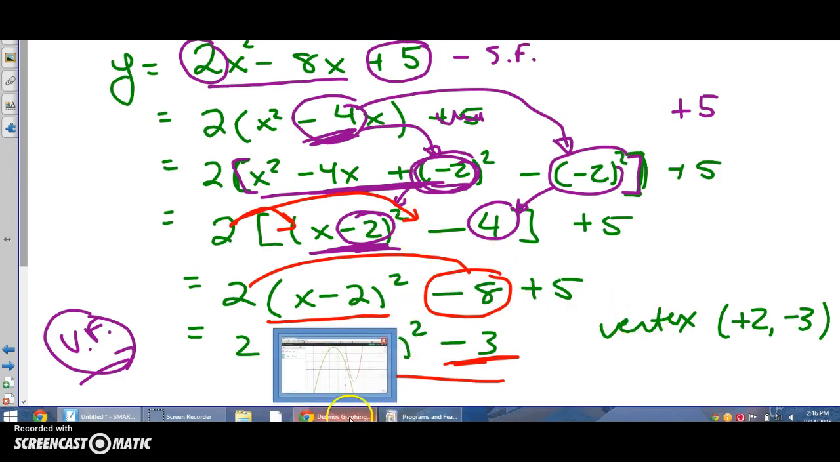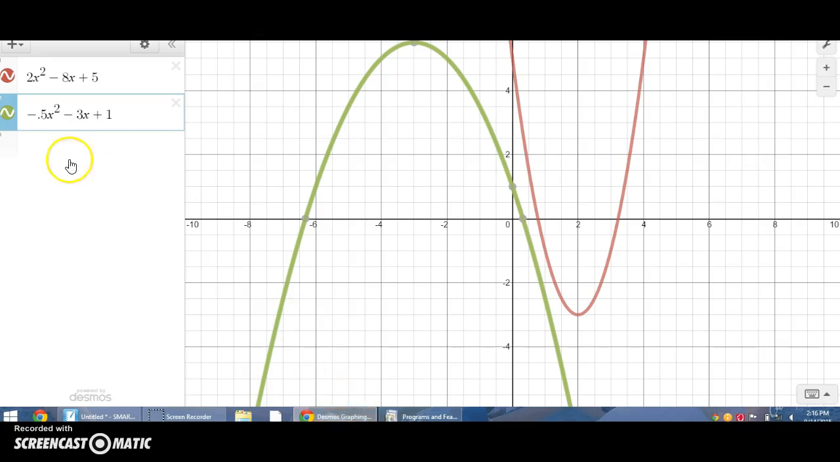So what's that? Let's see if we can take a look at this here. The red graph here is our 2x squared minus 8x plus 5. And now I had a vertex of 2, minus 3. And if I go here, you'll see that my vertex is 2, minus 3.